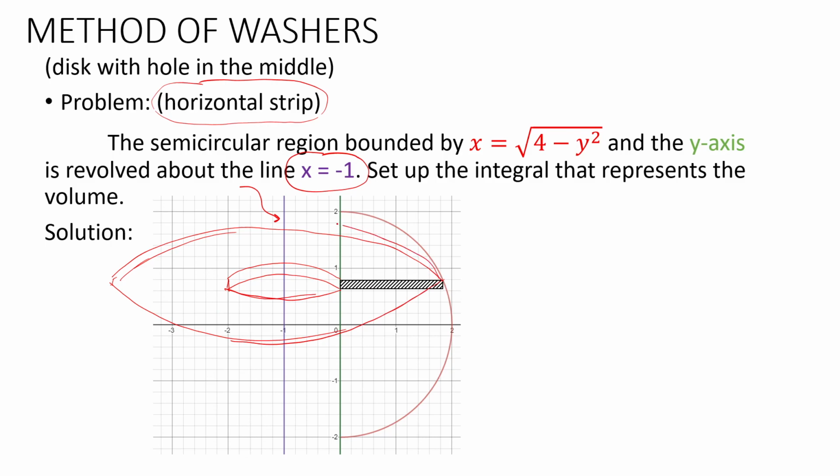Sorry for the drawing. This will be the washer. Okay, so this is the washer generated. Since we are rotating about x equals negative 1, our radius for the outer and inner circle may differ because this will be our point of reference, the axis of rotation. Notice that this becomes our inner radius, and this becomes our outer radius.